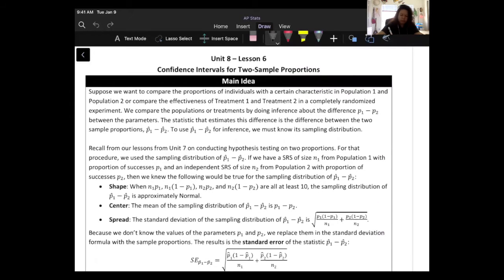Suppose you want to compare the proportion of individuals with certain characteristics in population 1 and population 2, or compare the effectiveness of treatment 1 and treatment 2 in a completely randomized experiment. We compare the populations or treatments by doing inference about the difference p1 minus p2 between parameters. The statistic that estimates this difference is the difference between the two sample proportions, p hat 1 and p hat 2. To use p hat 1 minus p hat 2 for inference, we must know its sampling distribution.